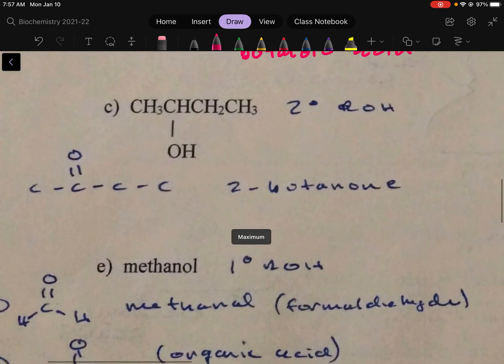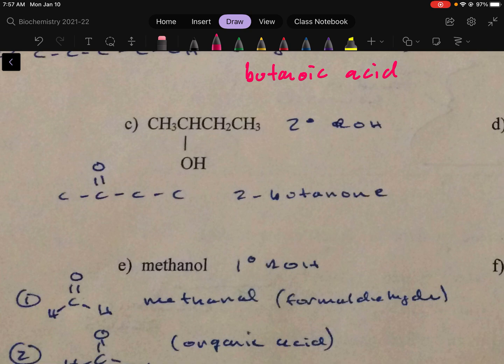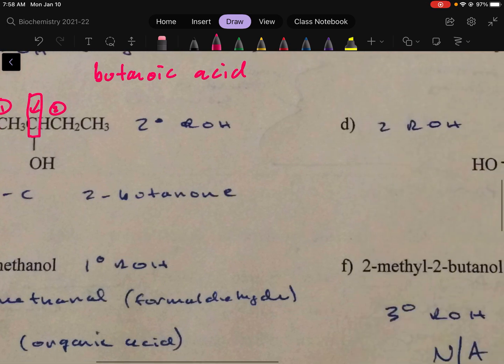This secondary alcohol right here, again, you draw that structure out. This carbon right here is bonded to one other carbon, two other carbons. So it's a secondary alcohol. Secondary alcohols oxidize to form ketones. Where's that extra bond to oxygen? Right there on that second carbon, this carbon right here. That's going to form 2-butanone.